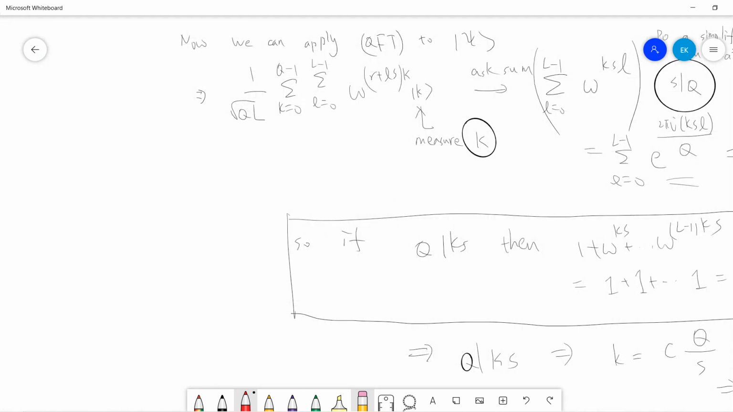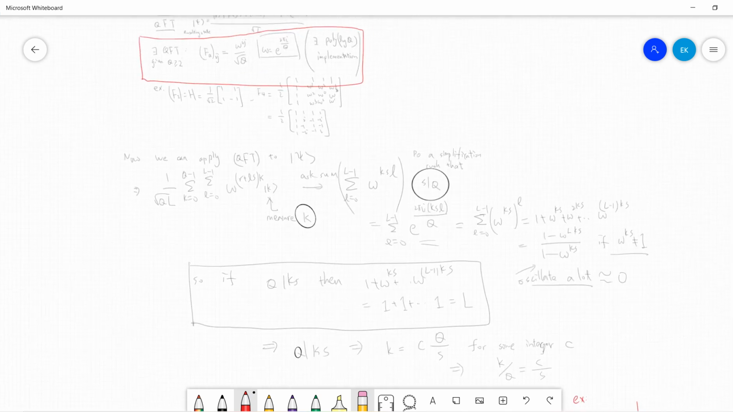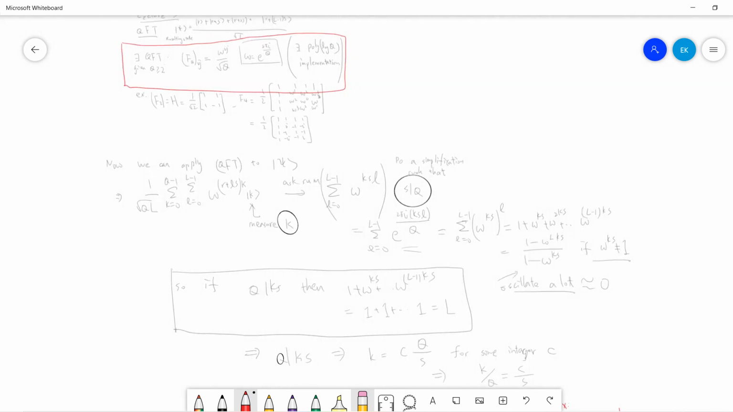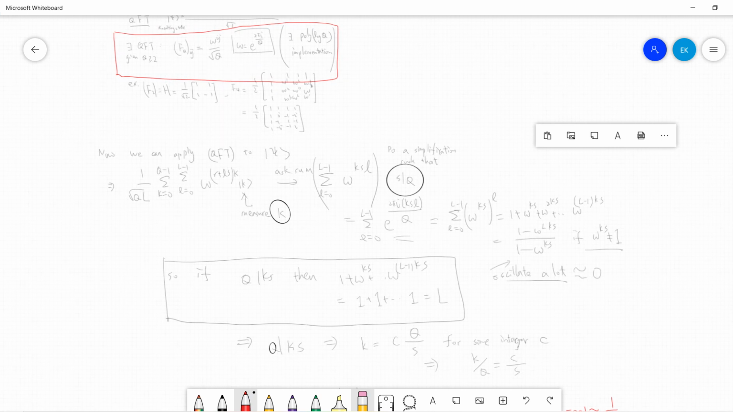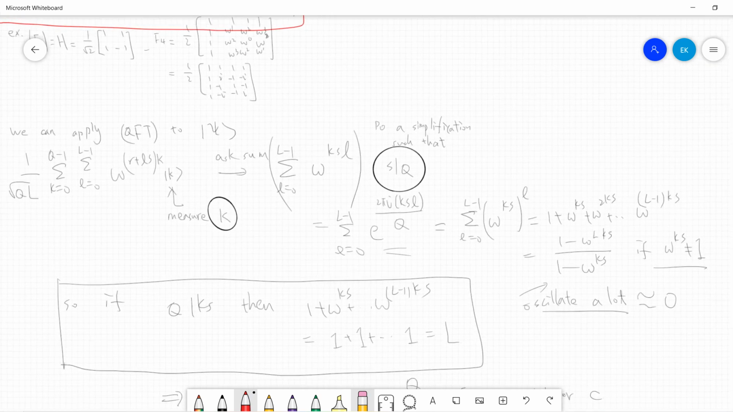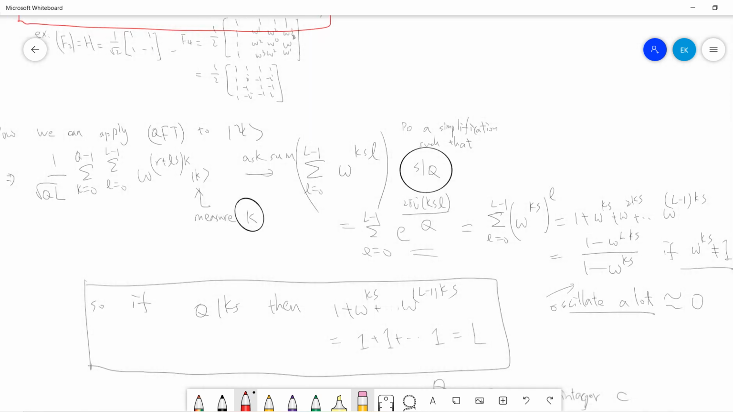Okay, so the important part is just this, our main result. If we apply our quantum Fourier transform on the original state phi, we get 1 over the square root of QL, sum over k from 0 to Q minus 1 and l from 0 to L minus 1, of omega to the (r plus l s) k. And then we measure k.